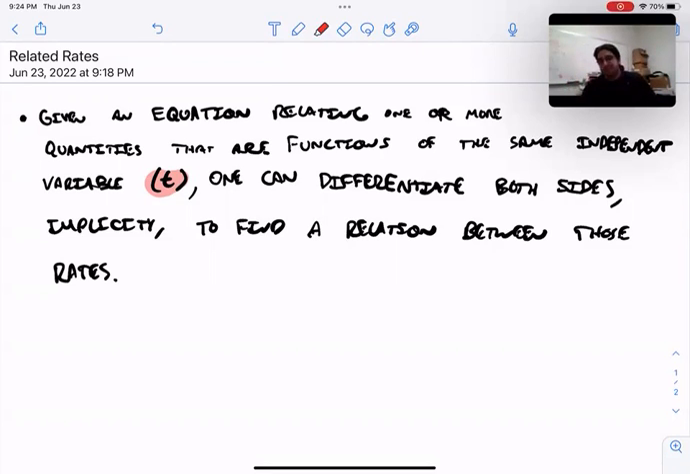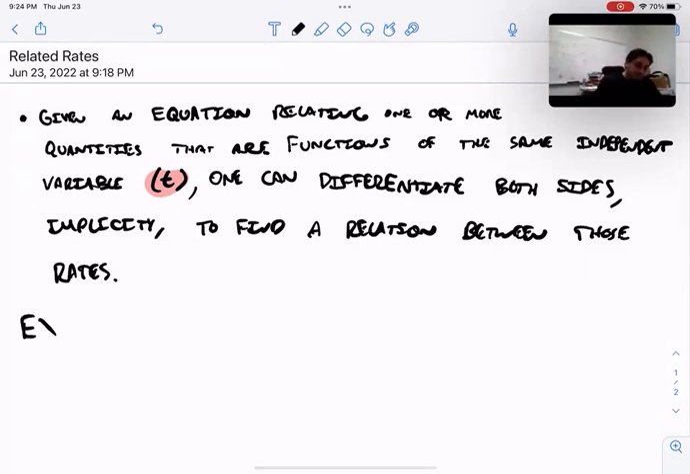There could be any number of contexts here, but the key idea is that you could differentiate both sides implicitly, do implicit differentiation on both sides. You don't have to know every quantity as an explicit formula of t. You just treat it as some unknown function of t, just like when we did implicit differentiation, and we would treat y as some unknown function of x. Same story. And this lets you find a relation between these rates.